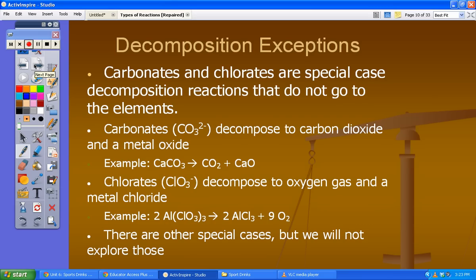There's a few exceptions to this rule, and that are kind of consistencies. Carbonates here always break apart into carbon dioxide and then the metal oxide. So for example, with calcium carbonate, it'll be calcium oxide here. CO2 will always be present when a carbonate breaks apart. So it'll always break into carbon dioxide and a metal oxide.